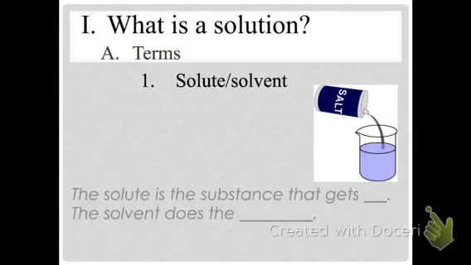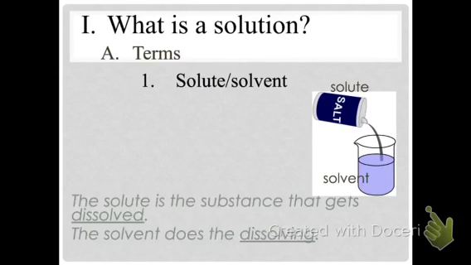So some terms that you need to know: solvent and solute. A solute is the substance that gets dissolved, and the solvent does the dissolving. So in the picture you've got salt there, and then it's going into probably water. I would say it would be water. Water is going to be called the universal solvent, and it's going to dissolve almost anything given enough time. But the solute, again, is going to be the thing that gets dissolved, and the solvent does the dissolving.